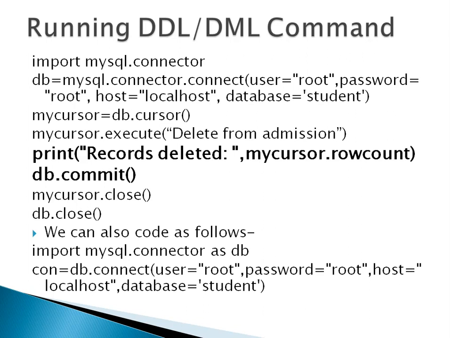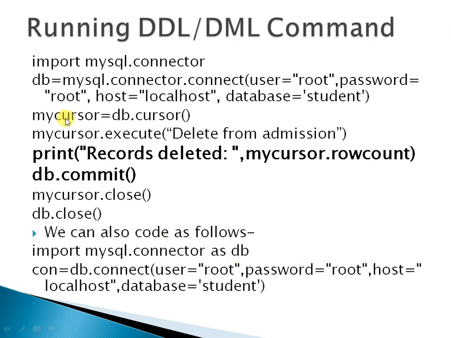Now we have a second approach to import the connector. In the example that we have discussed, you can see we have written the top line as import mysql.connector. We can give it an alias name using the as keyword. You can see here is the as keyword. So this long name, mysql.connector, can be changed to a short name, that is DB. Wherever you require mysql.connector, you can replace it with DB.